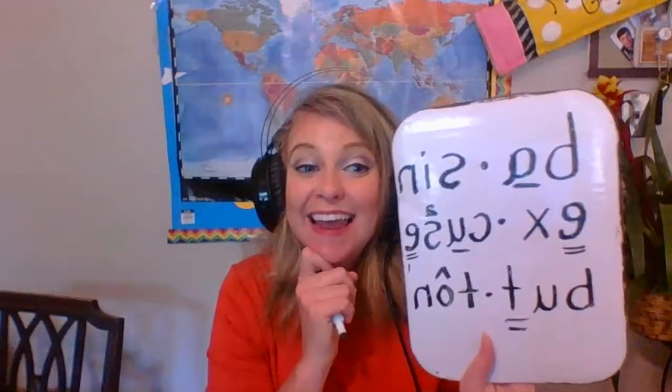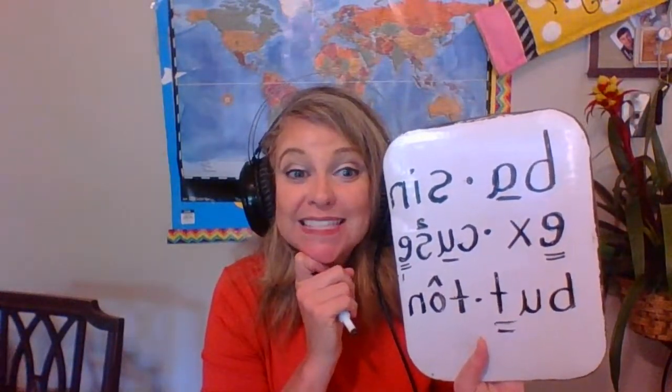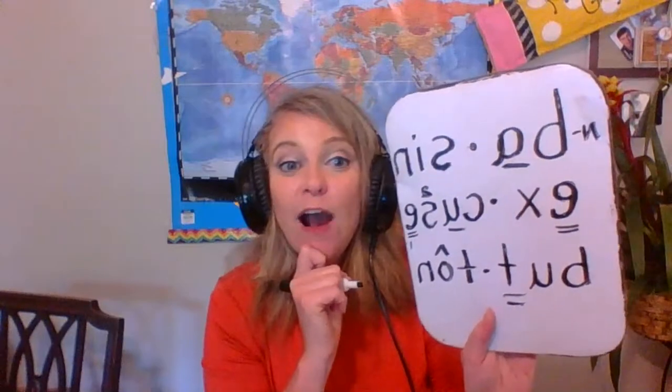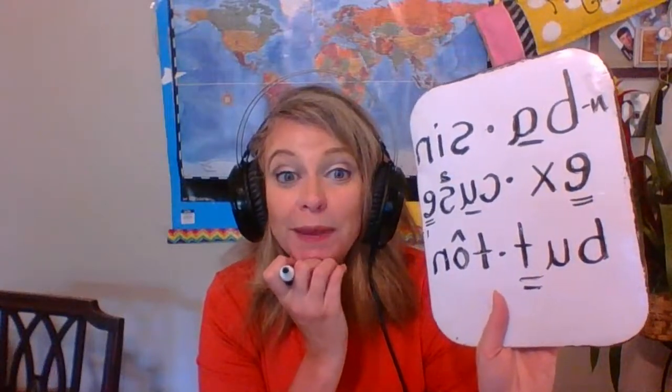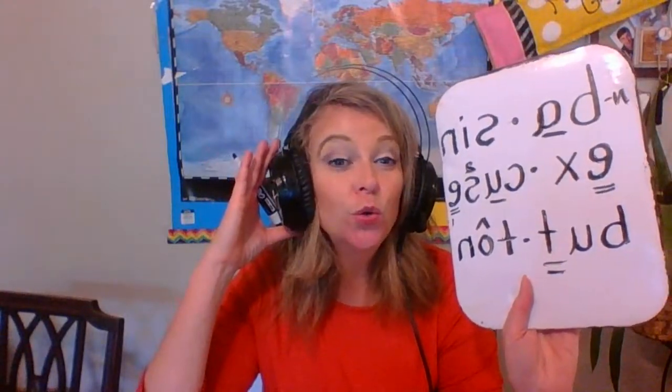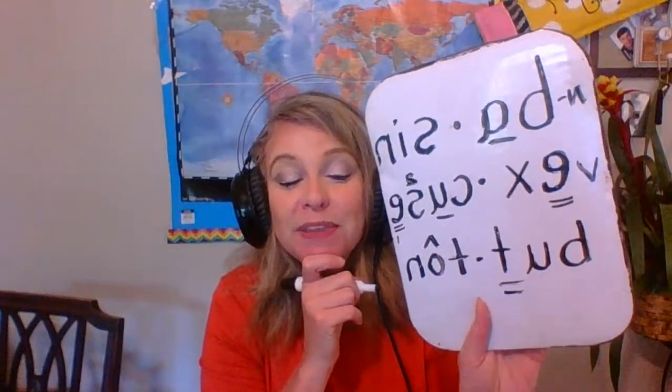Let's review our words, okay? Basin. What part of speech is basin? A basin is a noun. Very good. You can make a little part of your chart that has nouns, verbs, adjectives. Excuse. Please excuse me. What part of speech is excuse? Verb. Very good.